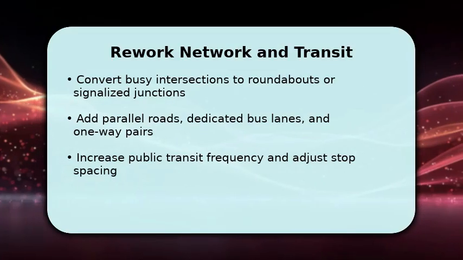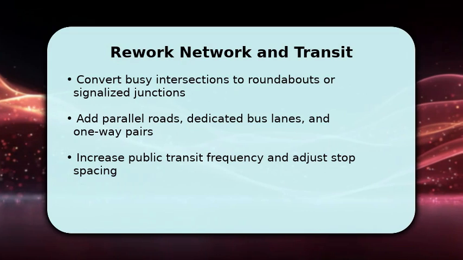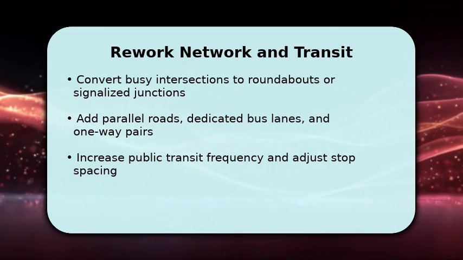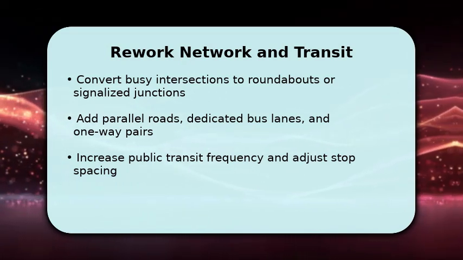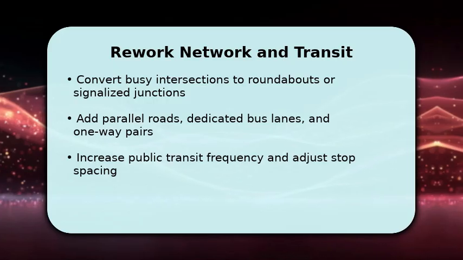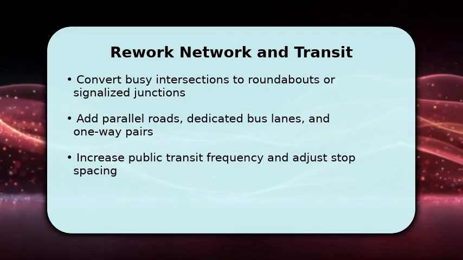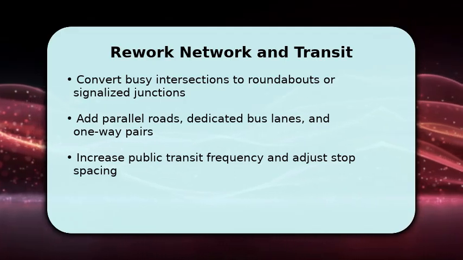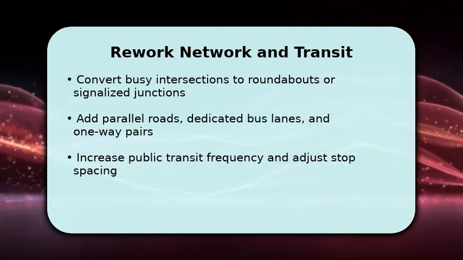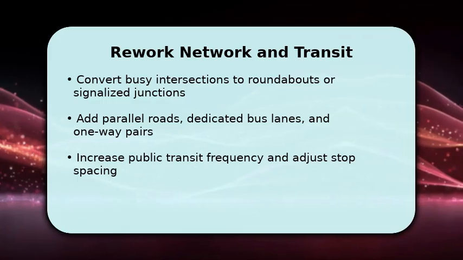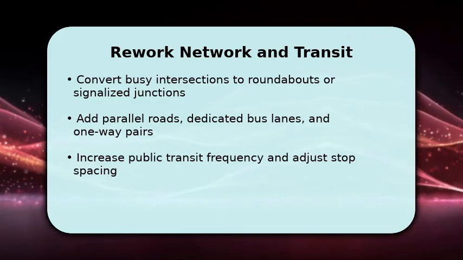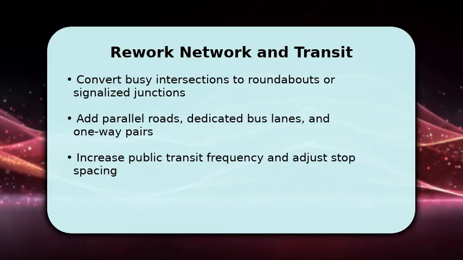You now rework the road network, convert failing intersections into roundabouts, or add time signals where needed, because controlled flow reduces idling. Next, create parallel relief roads and implement one-way pairs to distribute traffic. Add dedicated bus lanes to keep transit reliable. Then focus on transit. Increase vehicle frequency, rebalance routes, and space stops to speed trips.